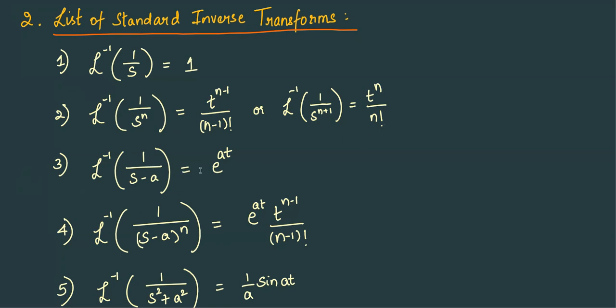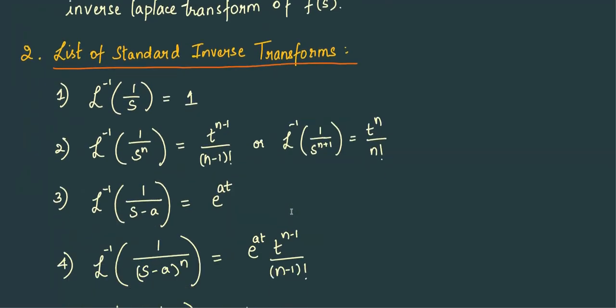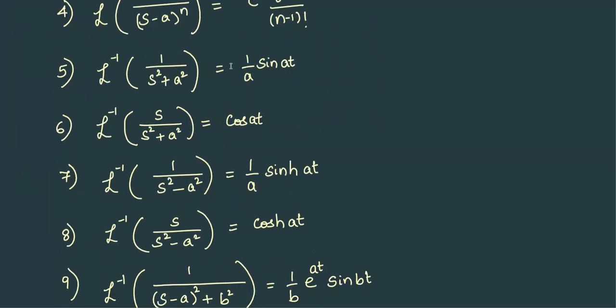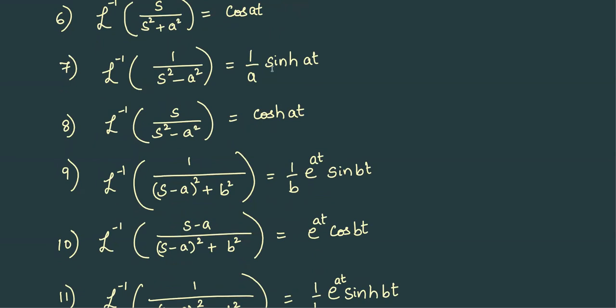Then 1 by (s minus a) is e^(at), and 1 by (s minus a)^n is e^(at) t^(n-1) by (n-1) factorial. Then 1 by (s square plus a square) is 1 by a sine at, s by (s square plus a square) inverse Laplace transform is cos at. Then Laplace inverse of 1 upon (s square minus a square) is 1 by a sine hyperbolic at, then cos hyperbolic at.